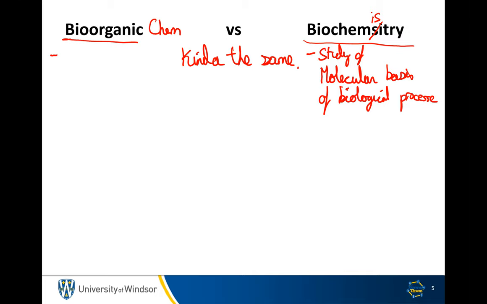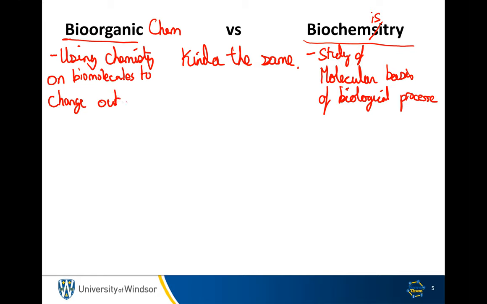Because again, there's no real set definition, because there's no one to make up the rules on what these things mean. But if we're trying to differentiate these, bioorganic is using chemistry on biomolecules to change outcomes. And I think this gets at the fundamental difference between how biologists and chemists approach science. The fields get really, really messy and mixy here at the interface, and we are at the interface for this course.